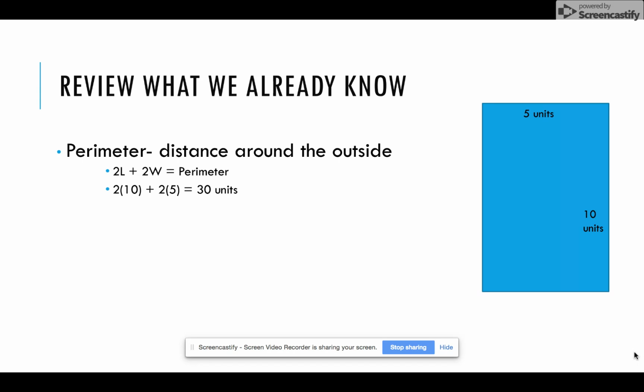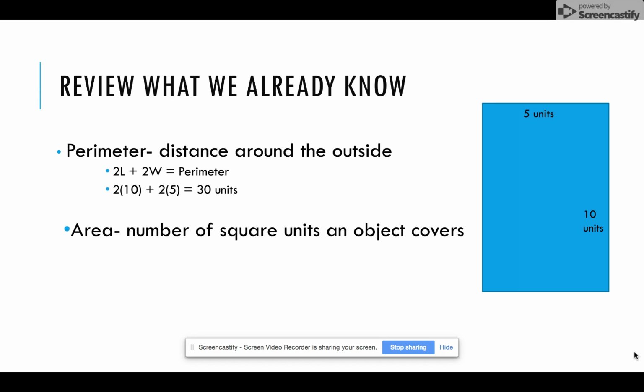For this rectangle, we would solve 2 times 10 plus 2 times 5 for an answer of 30 units total. We also know that the area is the number of square units an object covers. Think about a book on your desk. How much of your desk surface is that book taking up?